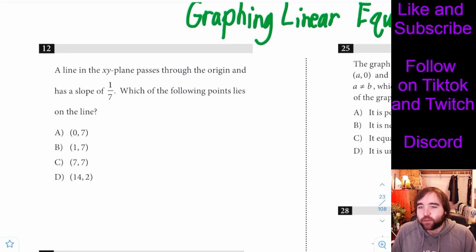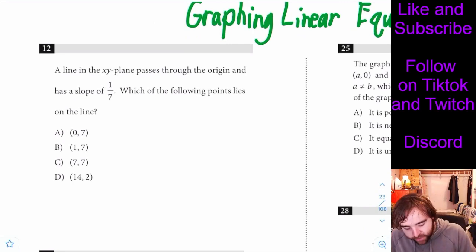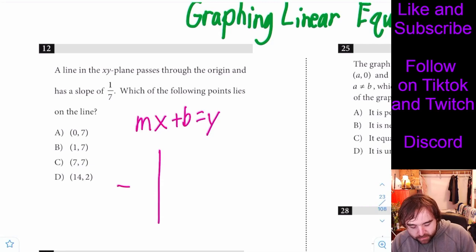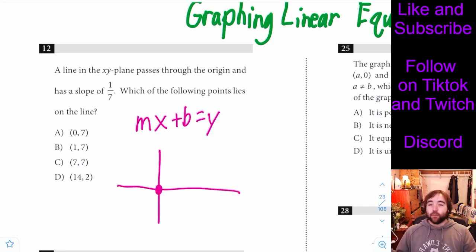So what is the deal with linear equations? The gist of it is you've got your slope, which is your m, and your y-intercept. That's the biggest thing. And so when we're looking at this problem, they tell us the line passes through the origin. So we know it's going through 0, 0. That's going to be our y-intercept. And it has a slope of 1 over 7.